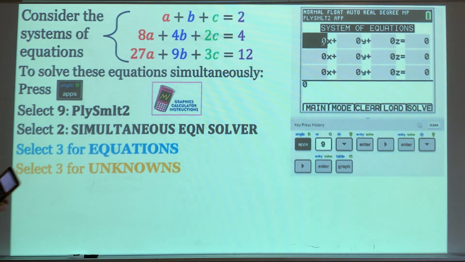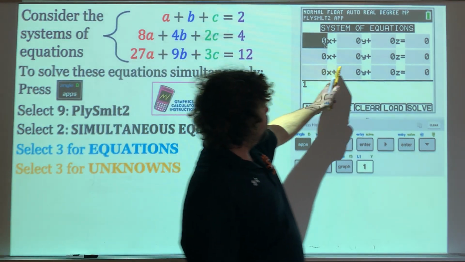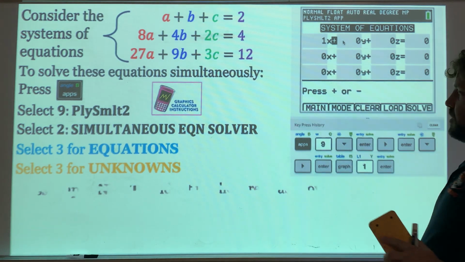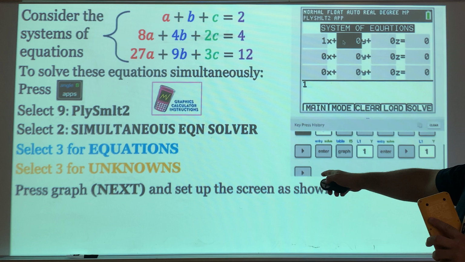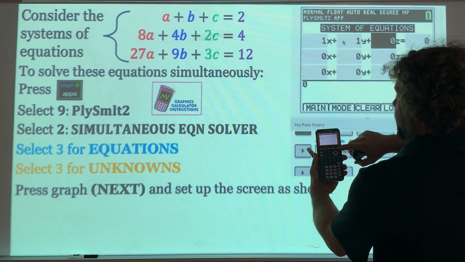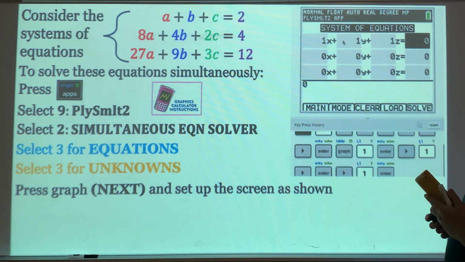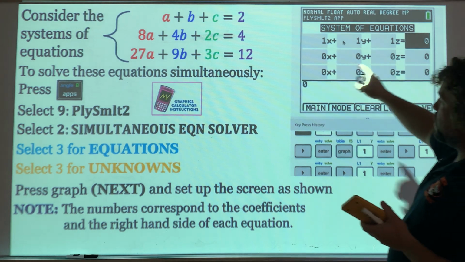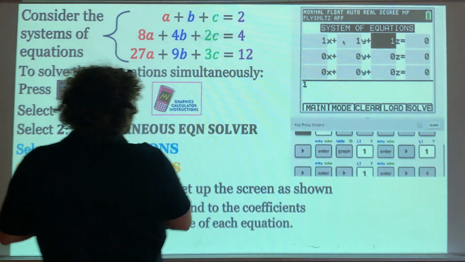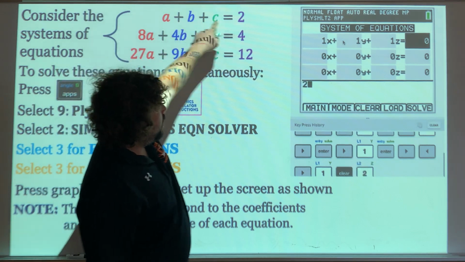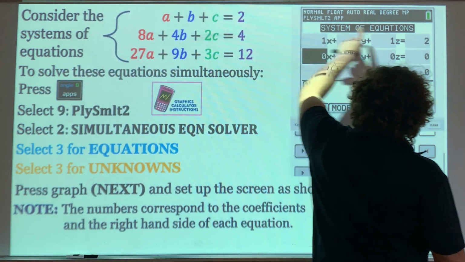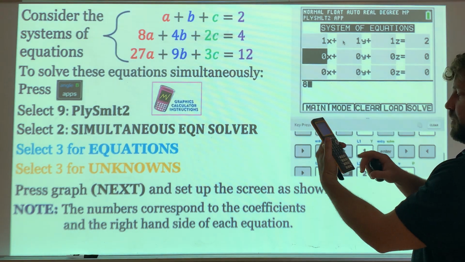Okay? Now when you do this, it's going to spit out a system of equations right here. What you have to do next is press Next, and the Next button is pretty much your graph button. So you press that, it brings you to the screen. All right, the numbers correspond to the numbers in front. So for instance, 1, 1, 1, and 2. So all I'm doing is sitting there and typing these in.